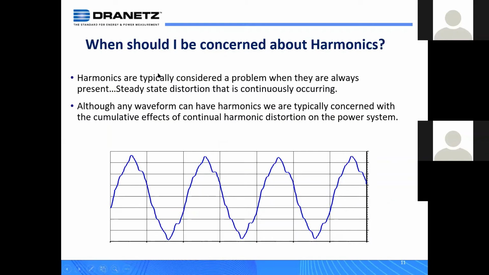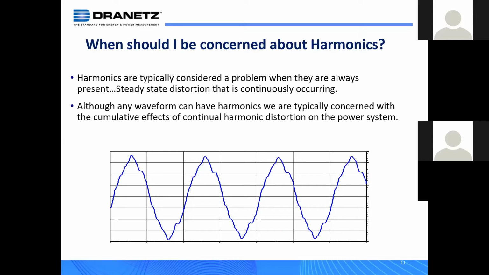So really, when should you be concerned about harmonics? Well, harmonics are typically a concern, and they're considered a problem, when they're always present. They're steady state distortion that's continuously occurring. Now, if you think back to our last week's presentation on power quality, well, we distorted the waveform. That's what harmonics do. They distort the waveform. But the difference is when I have a transient, excuse me, I have a sag or a dip, I have a swell, that's temporary. So yes, the power system waveform's distorted, but it returns back to normal fairly quickly. Okay, that's not really where you're concerned about harmonics.